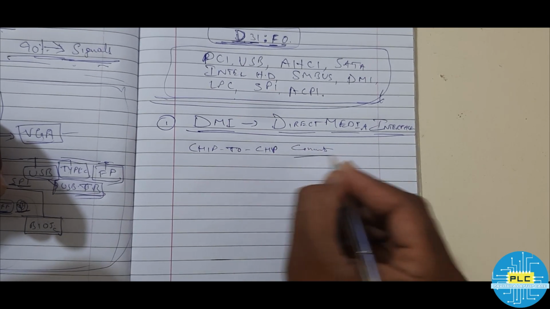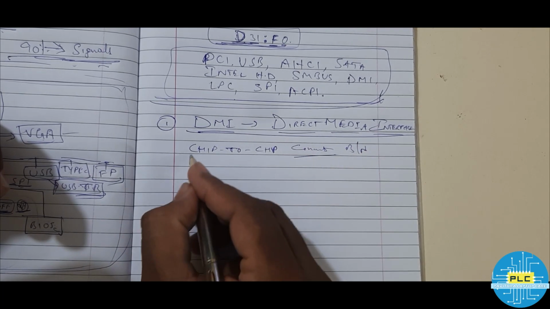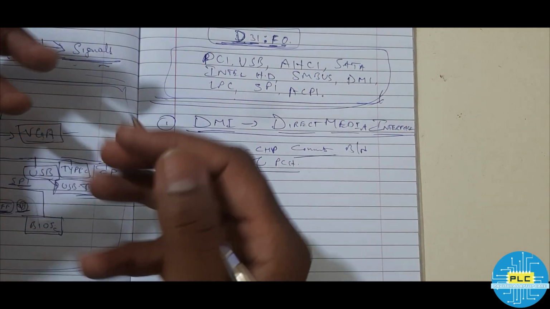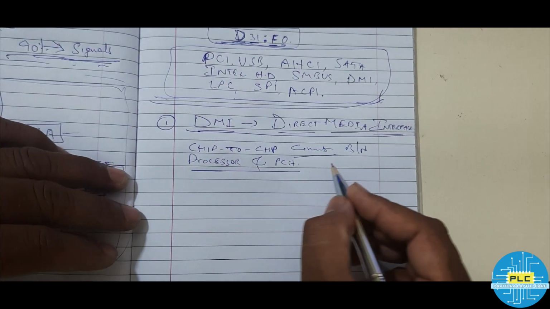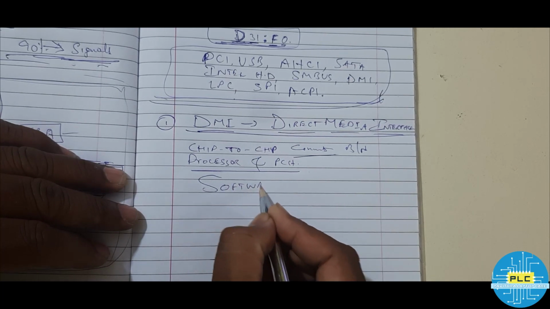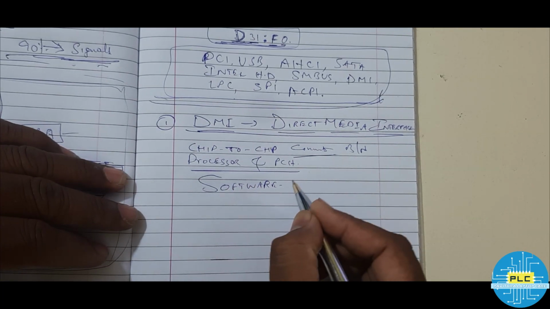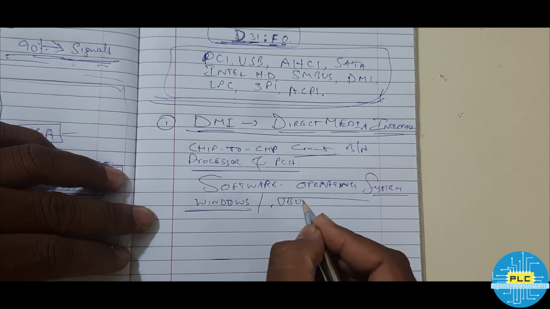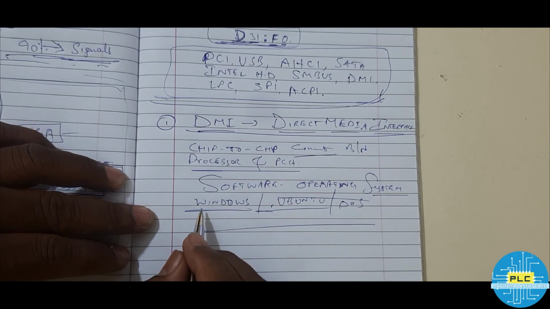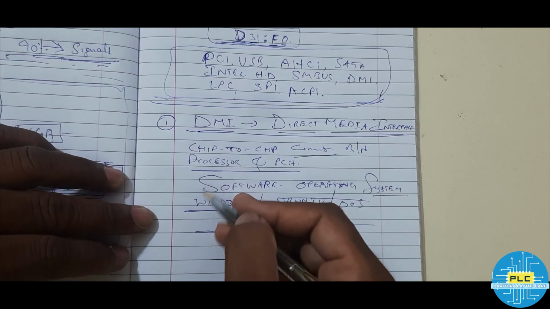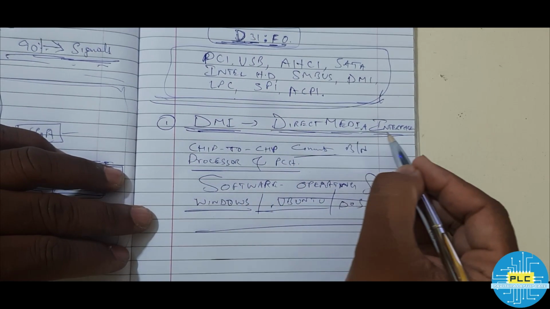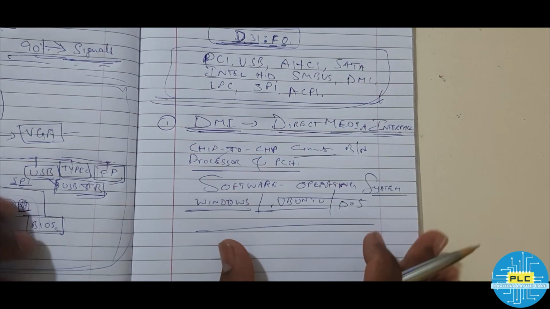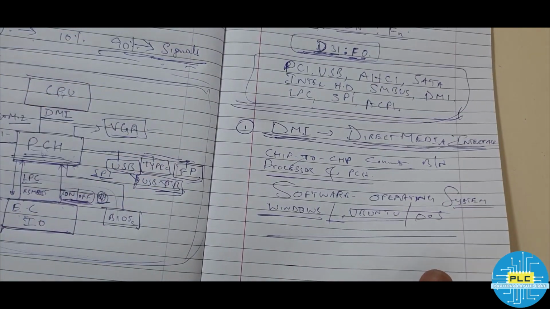Using these buses, we can transfer the software, which is called operating systems like Windows, Ubuntu, DOS, and so on. To communicate at the software level, that's what DMI, Direct Media Interface, does: a direct chip-to-chip connection between this processor and PCH. It has high-speed buses.